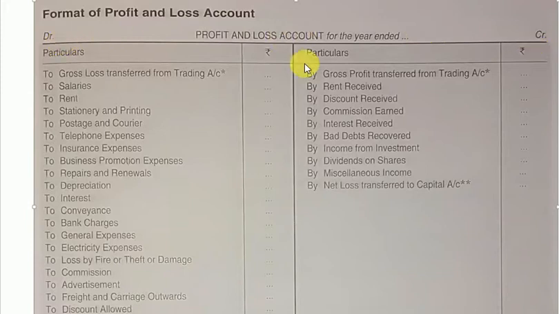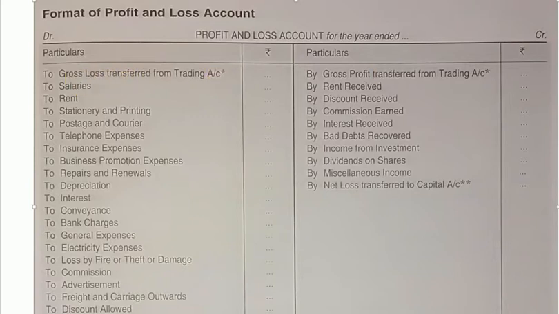This is the debit side and this is your credit side. In particulars, in the debit side, you know the first item, that is gross loss transferred from trading account. Whatever gross loss is incurred by an organization with the help of trading account, you can transfer here. And if there is any gross profit incurred with the help of trading account, that will be transferred here, like this: gross profit transfer to trading account and gross loss transfer to trading account. Either there will be gross profit or gross loss, only one of the two can be there, isn't it?